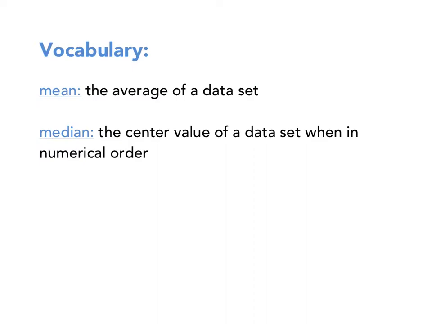Vocabulary you need first. You have done this a lot in middle school, but we're just going to go over quickly again. The mean and the median. The mean is the average of the data set, and the median is the center value of a data set when in numerical order. So what we're going to work on in this video is how to determine if the mean or the median are the better way to describe the exact center of data.